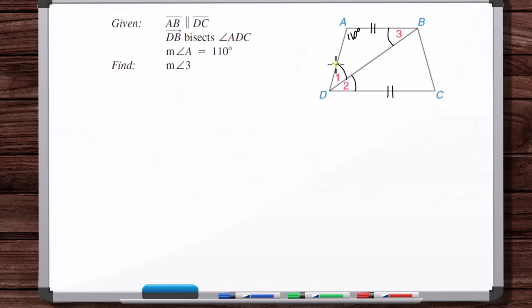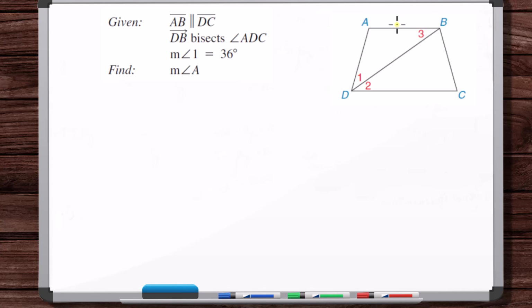So with that, we've got this triangle ADB. So we can say that 110 plus the measure of angle 1 and the measure of angle 3, since they're the same, we can just say 2x, 2 times whatever the measure of each of those angles is, is equal to 180. So subtracting 110 from both sides, 180 minus 110 is going to be 70. Okay, dividing both sides by 2, you're going to get that x is equal to 35. So the measure of angle 3 is 35 degrees.